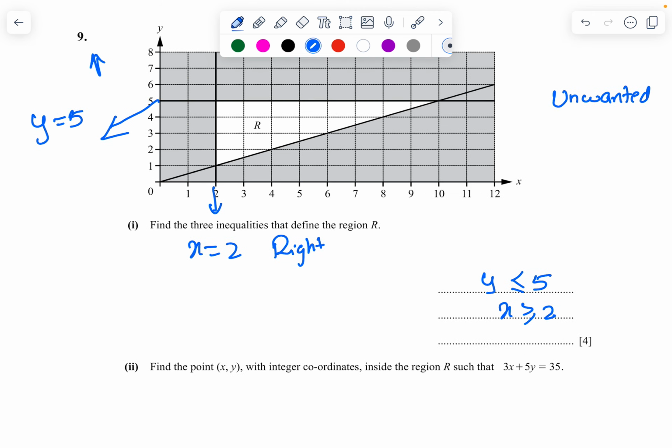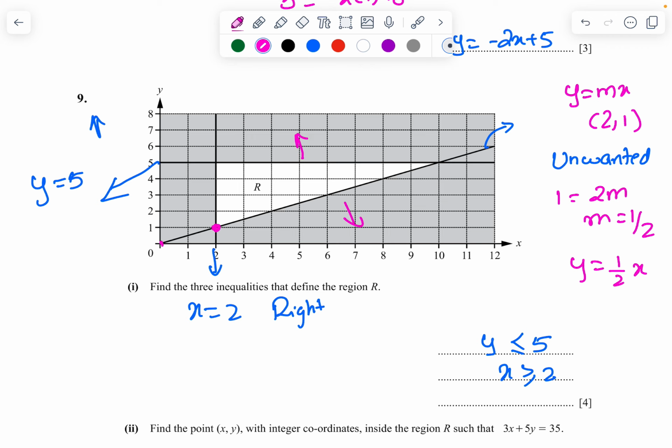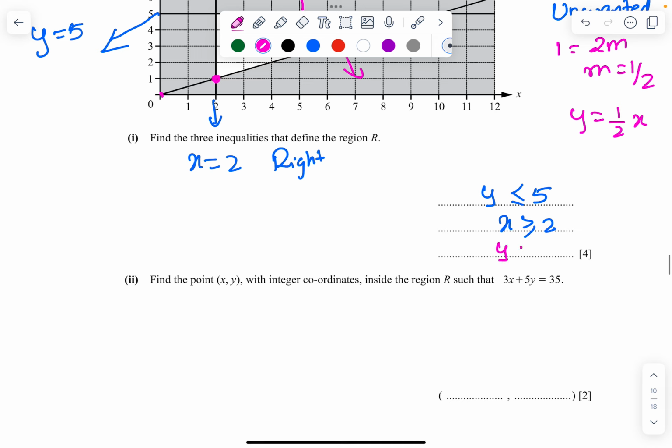And this line is in the form of y equals mx because it is passing through the origin. So substitute any one point. This point I'm going to substitute, which is (2, 1). So 1 equals 2m, m equals 1 upon 2. So y equals half x. Now I'm shading below. So my unwanted region is this one, which is greater than. So y is greater than or equal to half x. That's going to be the answer.